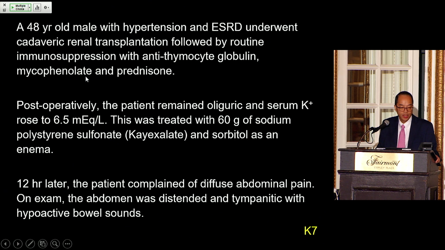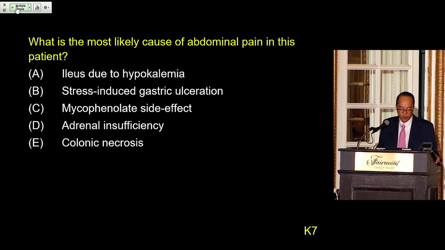Okay, next. A 48-year-old male with hypertension and ESRD underwent cadaveric transplantation followed by ATG, mycophenolate, and prednisone. Post-op, the patient's oliguric and serum K is up to 6.5, so he gets 60 grams of Kayexalate and sorbitol as an enema. 12 hours later, the patient complained of diffuse abdominal pain, and on exam, the abdomen was distended and tympanitic with hypoactive bowel sounds. Which is the most likely cause of abdominal pain in this patient?